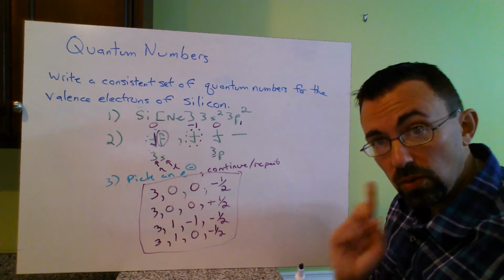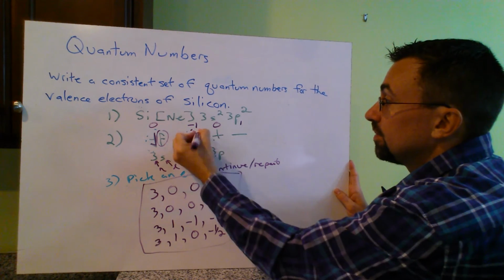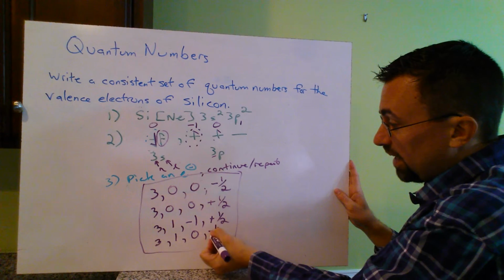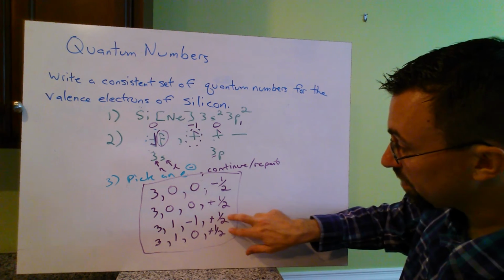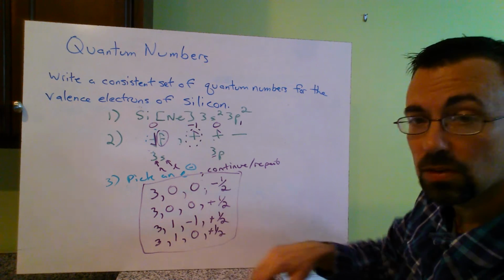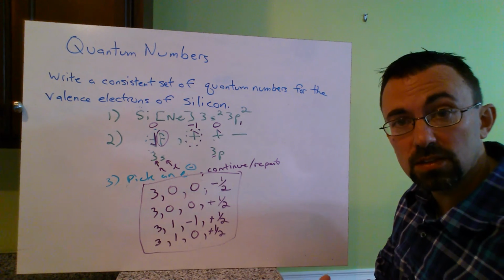It's not the only answer. I could have just as easily drawn this, in which case this would be +1/2 and +1/2. That would be just fine. As long as these numbers match and these are different, we're A-okay. The others have to pretty much be locked into where they are.